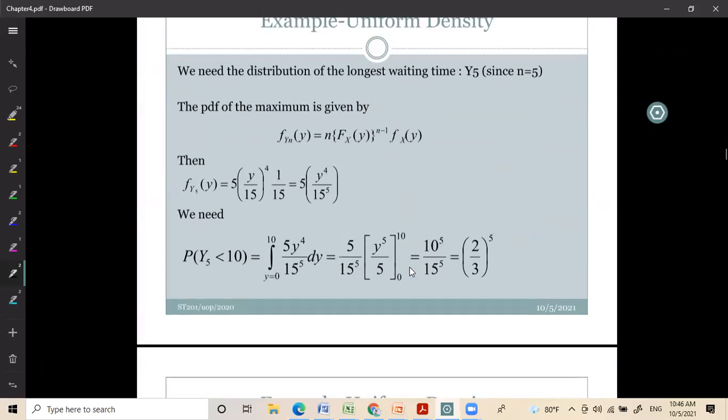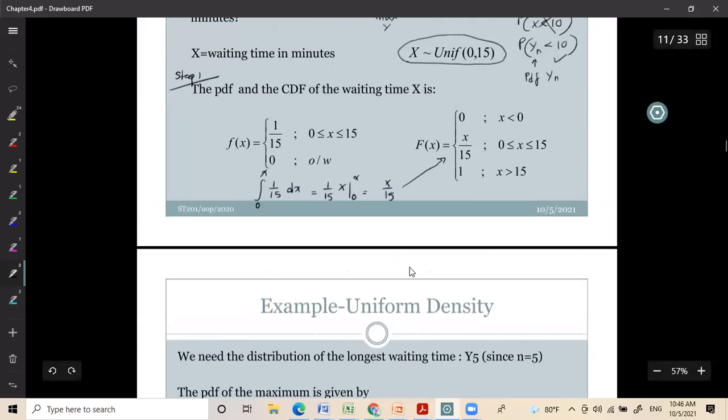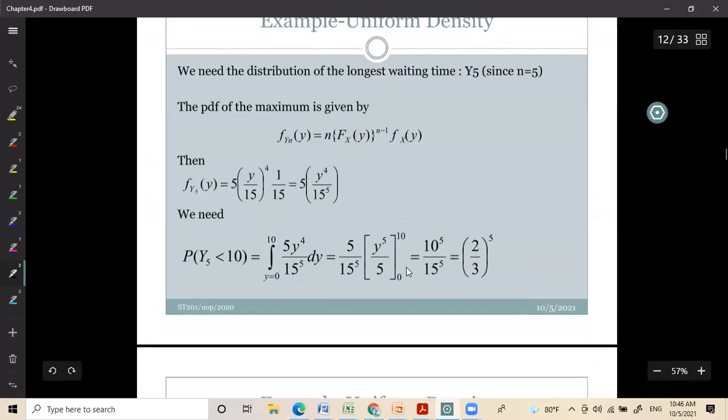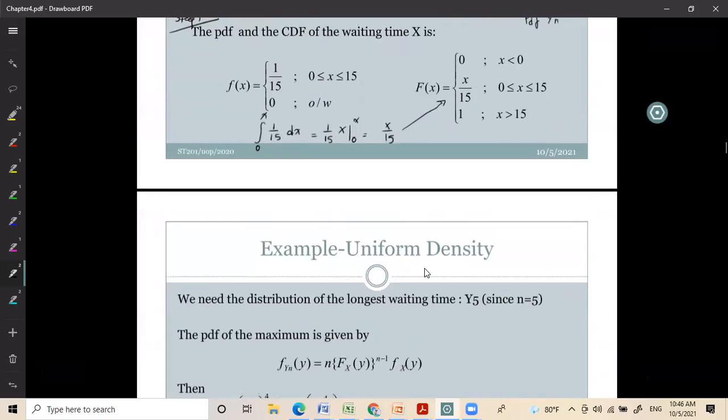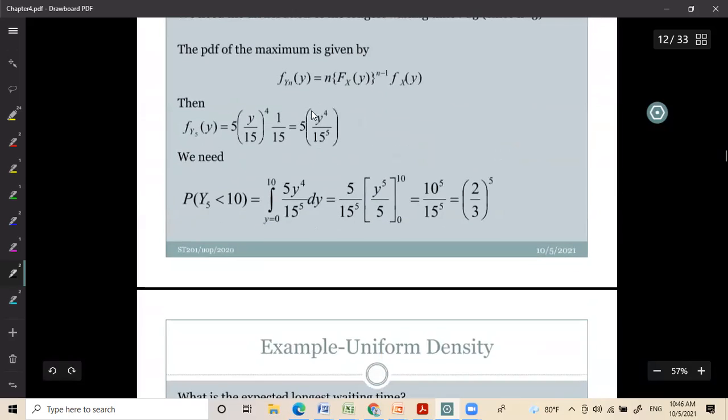So you have N5, fxy is y over 15. Now remember, you have fx at y, right? What is your capital Fx? This one at y. So replace x with y. So you have y over 15 to the power n minus 1, which is 5 minus 1, 4, times fxy. What is fxy? Yes, simple fx. This is capital Fx, right? So when you have fxy, instead of x, you put y. But in the expression, it is just 1 over 15. So you multiply it by 1 over 15. So you'll end up with this expression. So here's the PDF of the maximum.